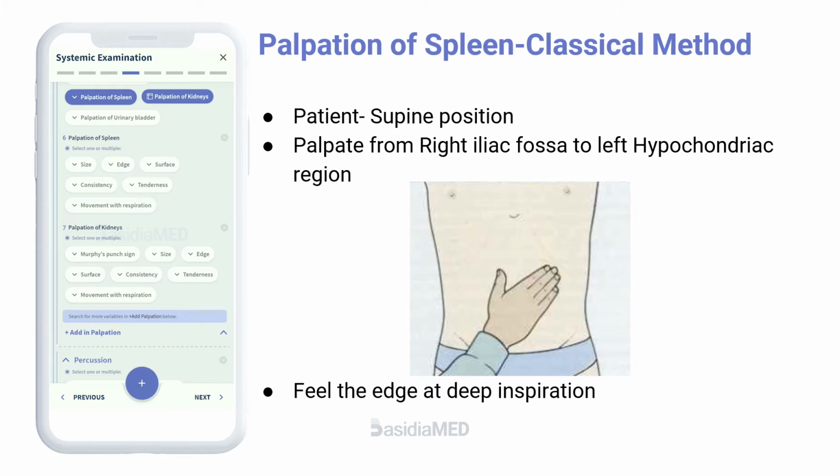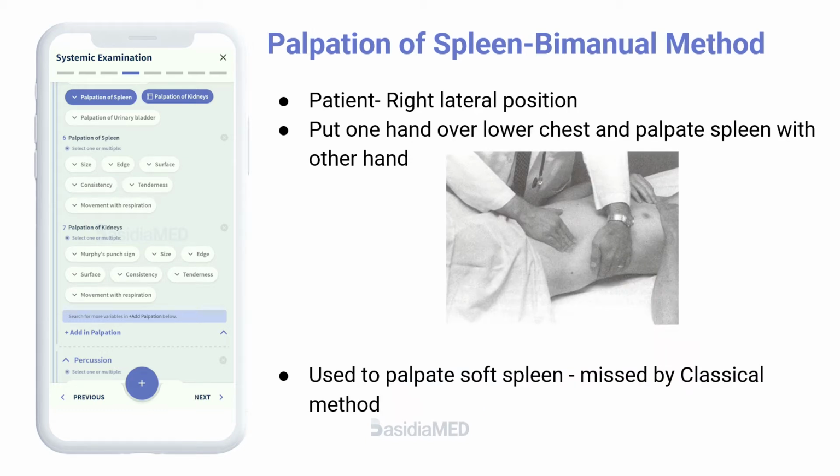In the classical method, put the patient in supine position and palpate from the right iliac fossa to the left hypochondriac region. Feel the edge of the spleen on deep inspiration. In the bimanual method, put the patient in the right lateral position. One hand of the examiner is put over the lower chest, and the spleen is palpated with the other hand. This method is used to palpate a soft spleen, which may be missed by the classical method.